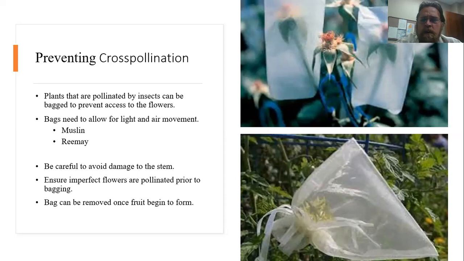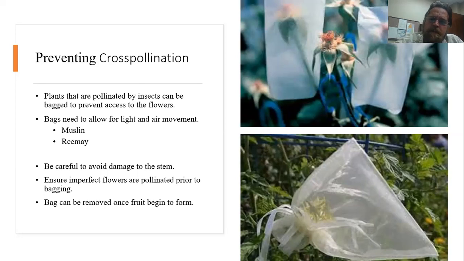When we're doing this, we do want to make sure that we, of course, tie the bottom, or you can use a twist tie or a little piece of cloth to tie that bag closed to ensure the insects can't get into them. We want to be really careful to make sure that we avoid damage to the stem. And we need to make sure, of course, if we're talking about a self-pollinated plant where the male and the female parts of the flower are there, then it can still pollinate itself within that bag.